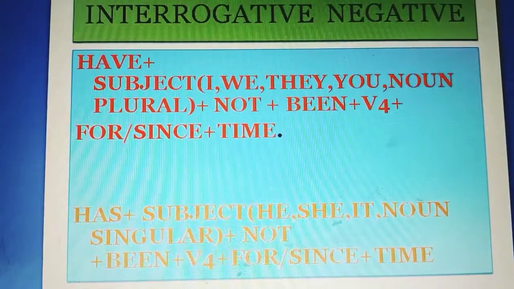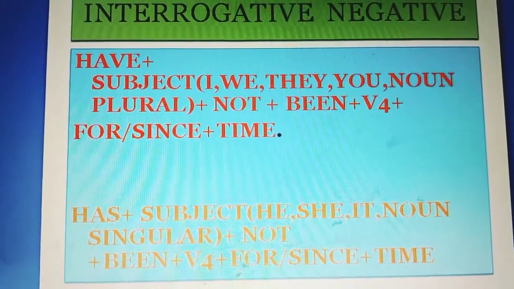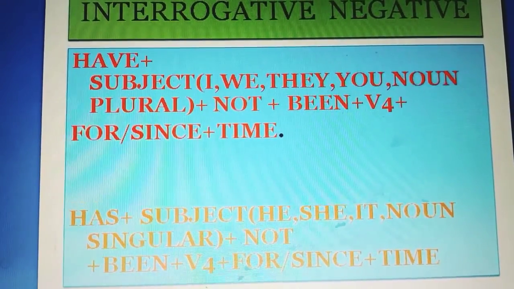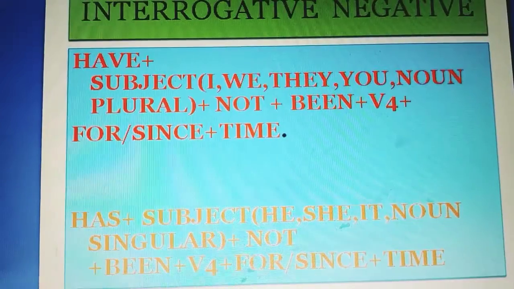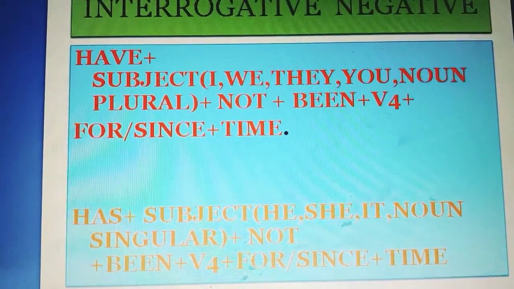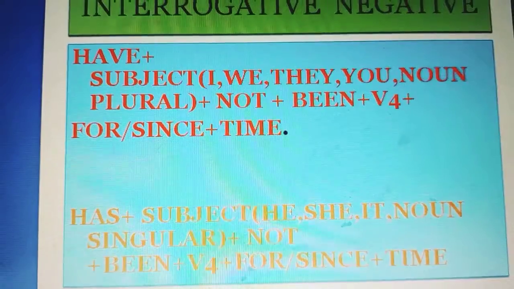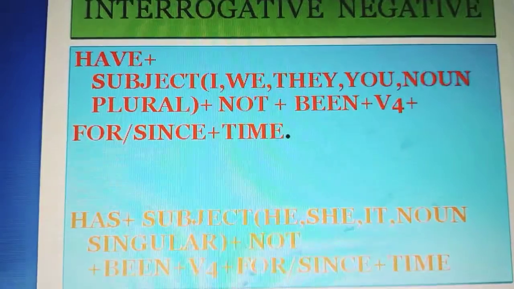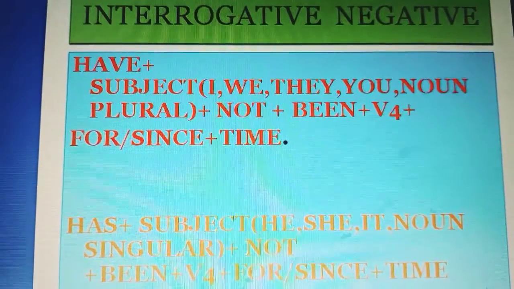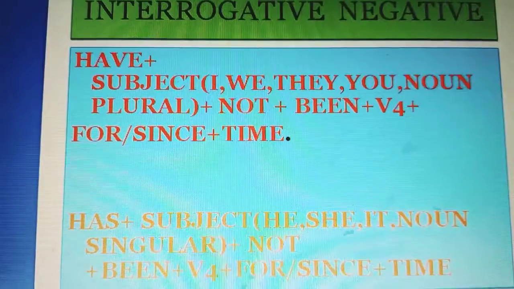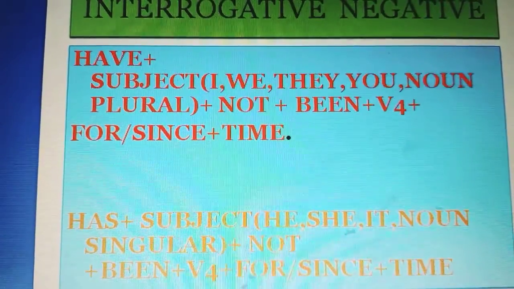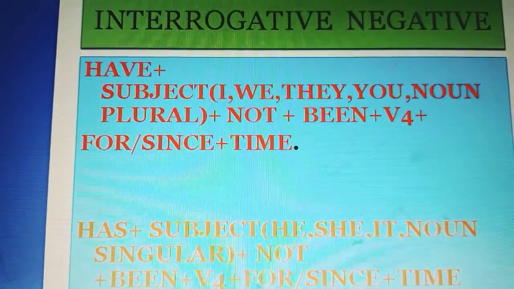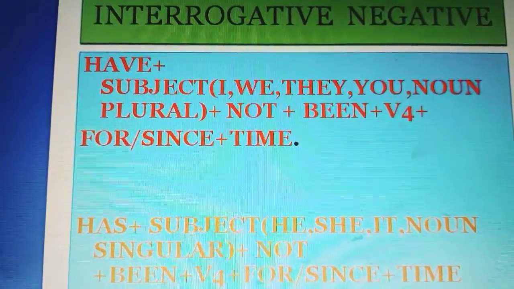First of all you will write your helping verb, that is have, then you will write your subject: I, we, you, they, and a plural noun, then not, then been, then the fourth form of the verb (ing), then for and since, and then time. In the same way you will use has, subject, not, been, the fourth form of the verb, for since and time, right? According to that. So आपका सब्जेक्ट क्या है, उस सब्जेक्ट के अकॉर्डिंग ही आप आगे वाली जितने भी जो हेल्पिंग वर्ब है उसका यूज़ रहता है. And as far as concerns the time, you will use your time whenever and whatever type is there, so that way you will use for and since.